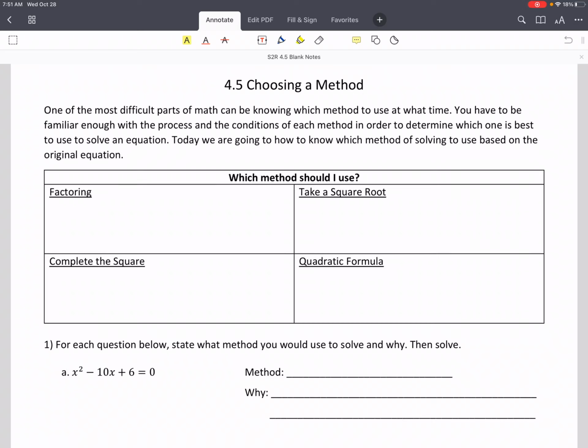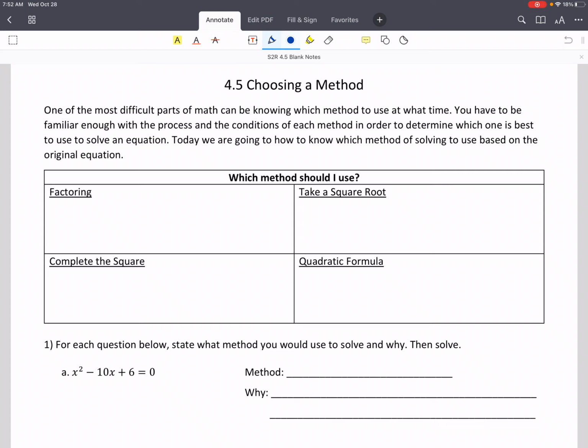Sometimes one of the hardest things about math is not necessarily doing each procedure or each process, but recognizing when to use each method. And so today's lesson is all about choosing a method of when should I use this to solve. We're just going to go through each method and get really comfortable with recognizing, and that's our purpose for today. So when should I use which method? And we're going to fill out this table.